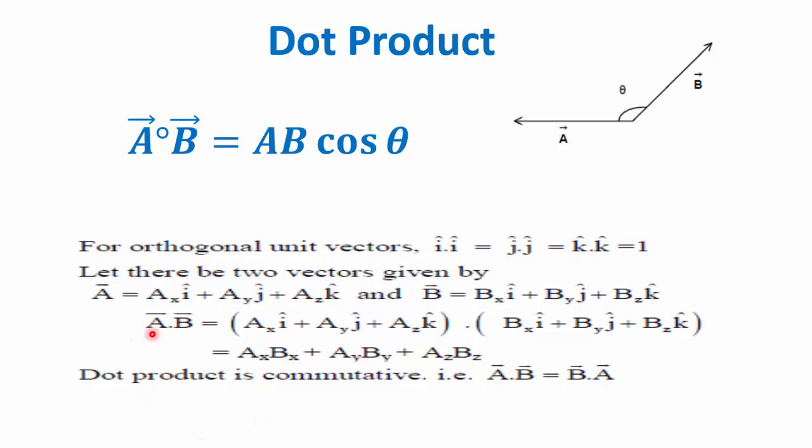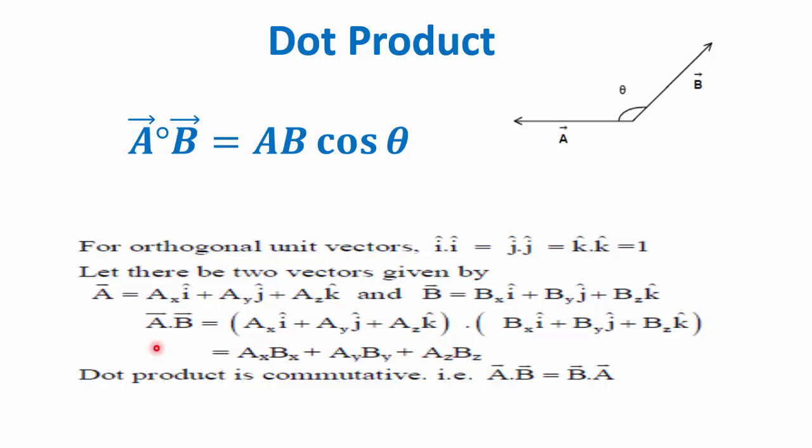Now if I multiply a dot b, and if I consider a vector a having components ax i cap, ay j cap, az k cap, and similarly for b, then each component of a in each direction will multiply with the b components. So i dot j will be 0, and j dot i or j dot k, these quantities will be 0, but i dot i, j dot j, k dot k will be 1. As a result, I will get ax bx plus ay by plus az bz.